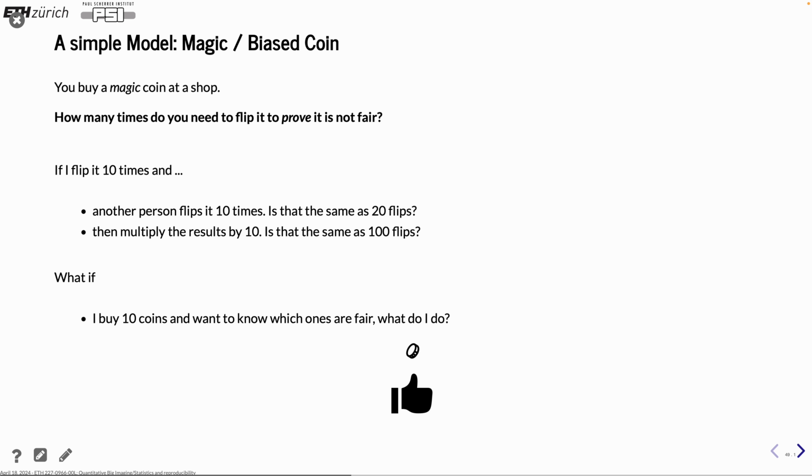Our simple model is based on a coin, which we can flip to get heads or tails. And we buy a magic coin in a shop. The question is how many times you need to flip this coin to prove that it's not fair. So, for example, if I flip it 10 times and another person flips it 10 times too, is that the same as 20 flips? Or if I flip this 10 times and multiply it by 10, is that the same as 100 flips? And what if I buy 10 coins and want to know which ones are fair? What would I do then?